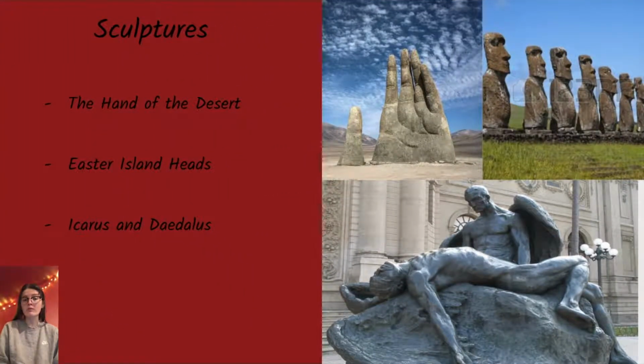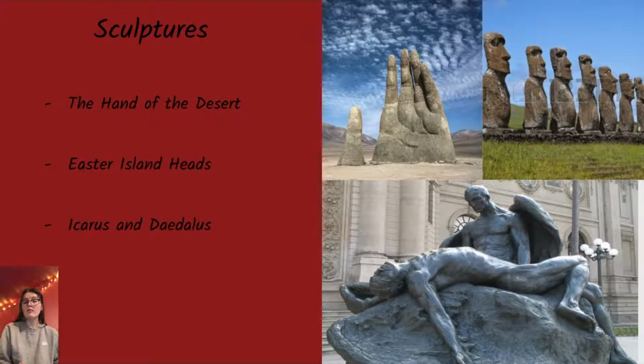Last, I have some sculptures that are around Chile. First is the Hand of the Desert, also known as Mano del Desierto. This was sculpted out of iron and concrete by Mario Irarrazabal back in 1992 in the barren Atacama Desert. It is said that it is to emphasize human vulnerability and helplessness.